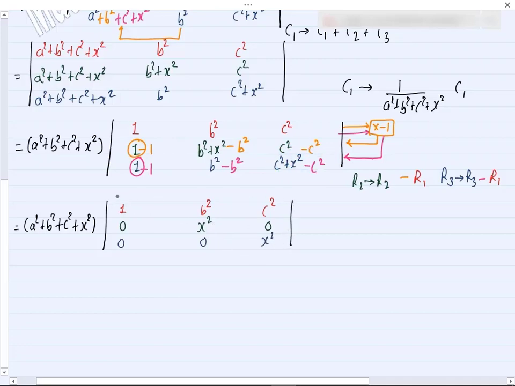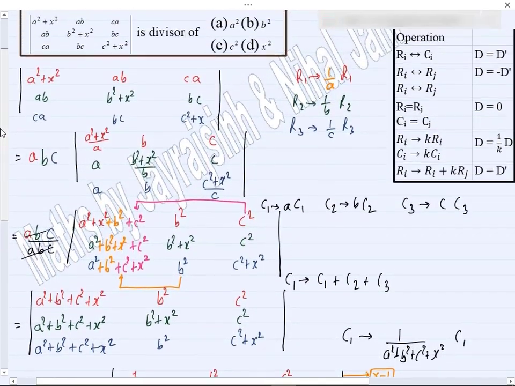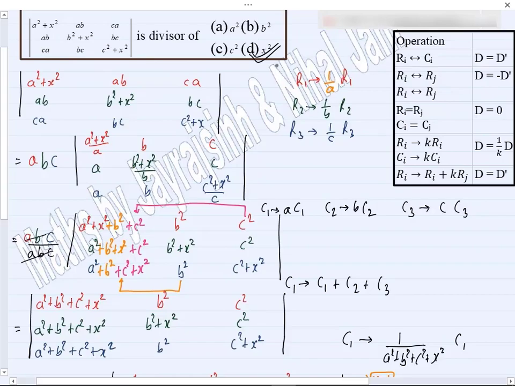Here we get an upper triangular matrix. This factor will be as it is, and the value of an upper triangular matrix is simply the multiplication of the principal diagonal elements. So 1 into x square into x square. So here we'll get a square plus b square plus c square plus x square into x raised to 4, which is actually divisible by x square. So tada! Option D is the final answer.